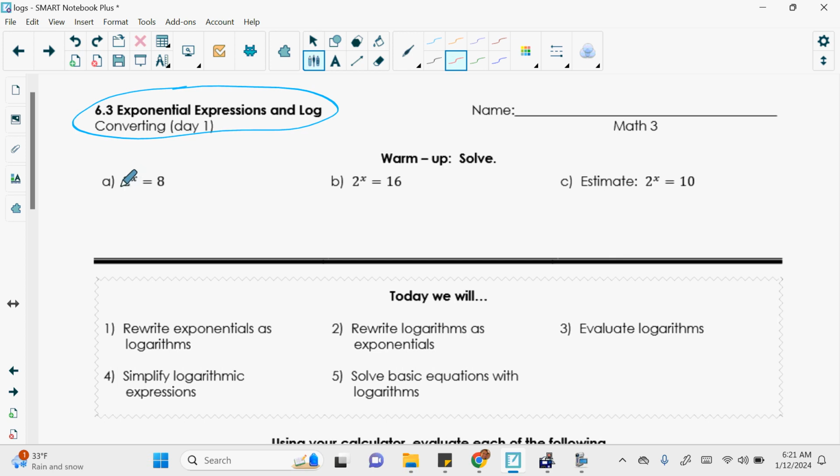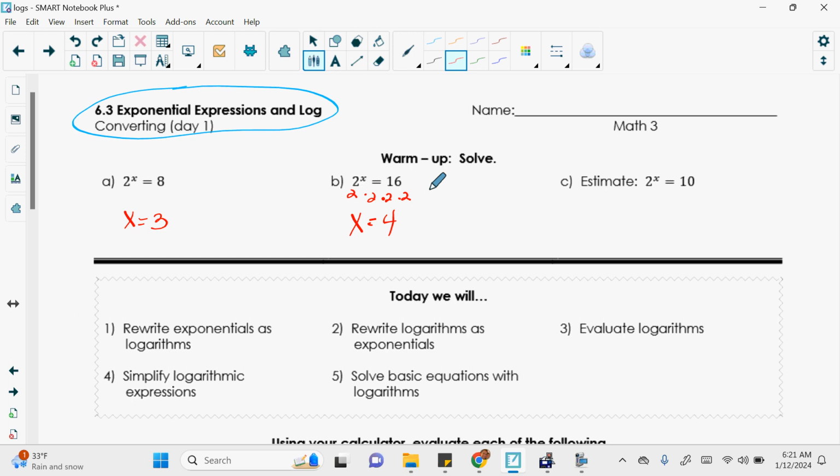All right, here we go. So 2 to the x power equals 8. To solve for this, you're asking, 2 to what power gives you 8? Well, you're thinking 2 times 2 times 2, which would be x to the third power. So x would be 3. B, 2 to what power gives you 16? So this would be x to the fourth power, because 2 times 2 times 2 times 2 is 16. So it's x to the fourth power.